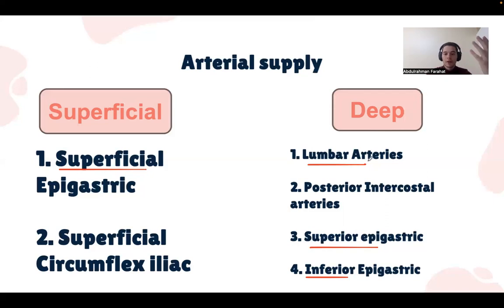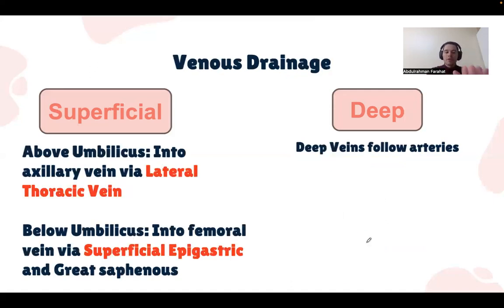So if you have a lumbar artery, you'd have a lumbar vein. If you have a posterior intercostal artery, you'd have a posterior intercostal vein, superior epigastric, inferior epigastric. You get the idea. Now, the superficial ones, you have the axillary vein and the femoral vein. You're going to learn more about these veins in the MSK block, so don't worry about them now.